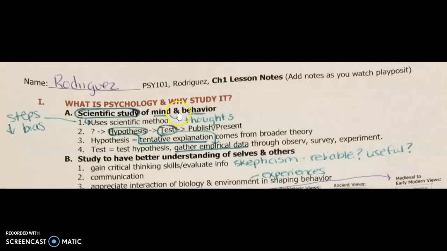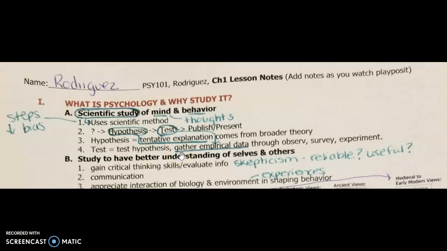And then you get the data back, you get the results back, and you publish those results, or you present those results to professionals in the field so that they can then try to replicate the study and add to the knowledge in the field of psychology. So part of that testing of the hypothesis involves gathering empirical data.